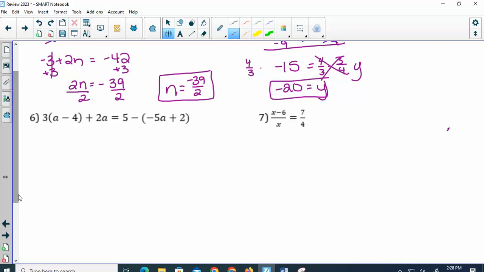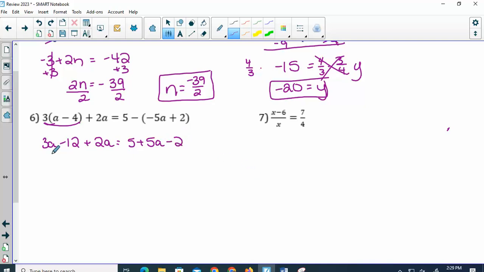Problem number 6. Where do I begin on this one? Start with our distribute. So 3a minus 12 plus 2a. On the right, careful. What am I actually distributing? Good. So that's 5 plus 5a minus 2.